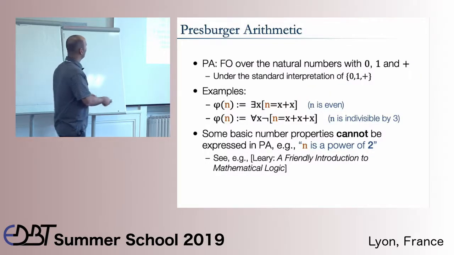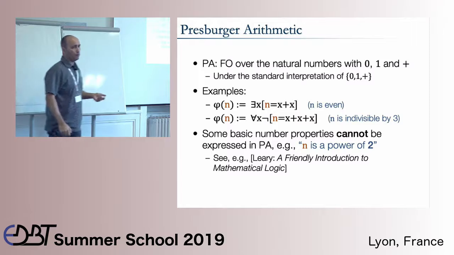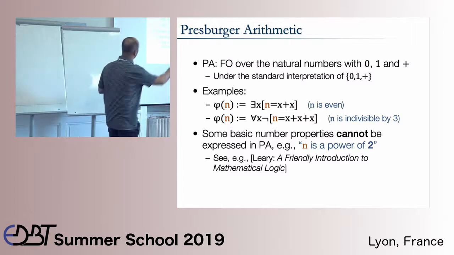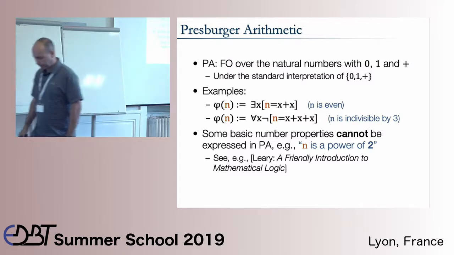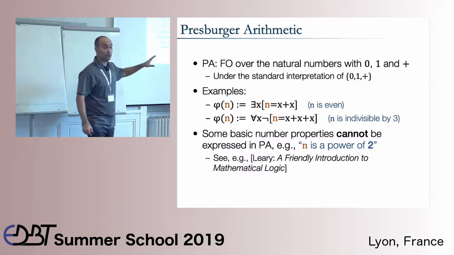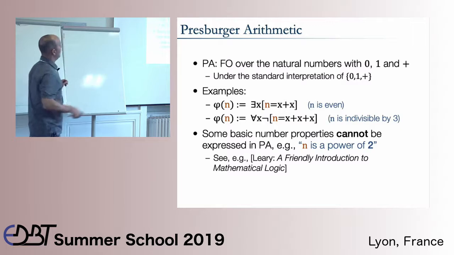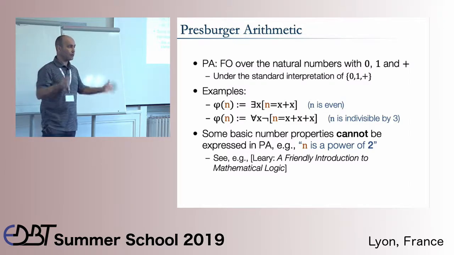And you can say things like, the number n is even, by saying there exists x such that n is equal to x plus x. Or n is not divisible by 3. You can say, for all x, it is not the case that n is equal to x plus x plus x. Fine. And remember that there are some properties that are known not to be expressible in Presburger arithmetic, PA, like n is a power of 2. There is no PA formula that is true precisely when its input is a power of 2. This has been known for a long time.